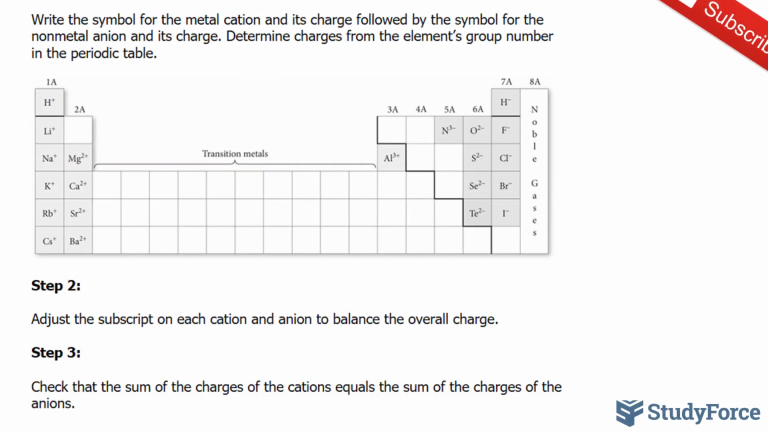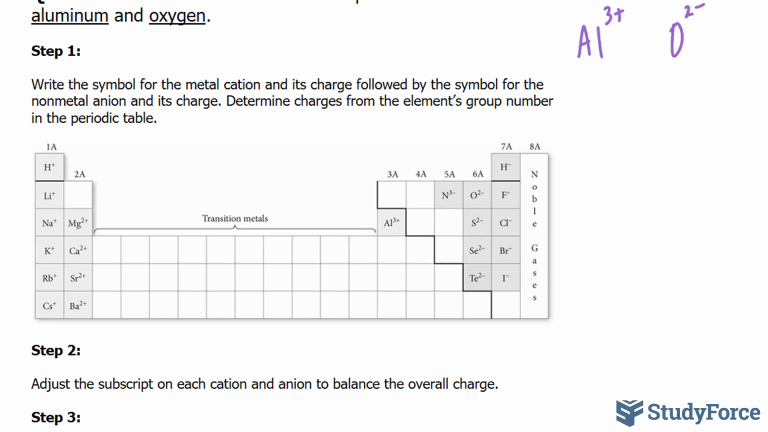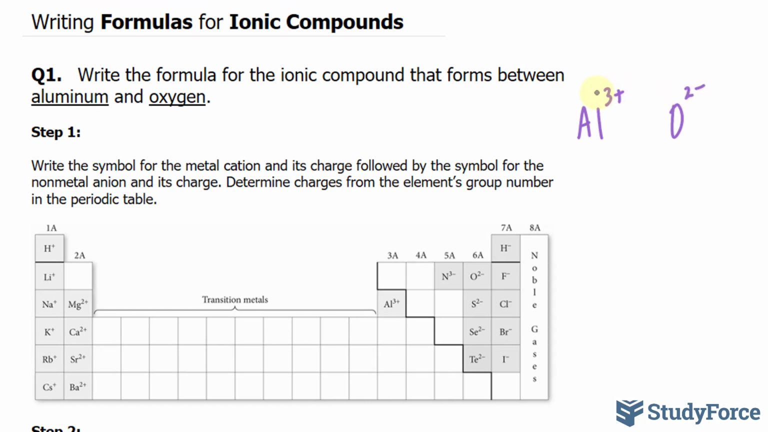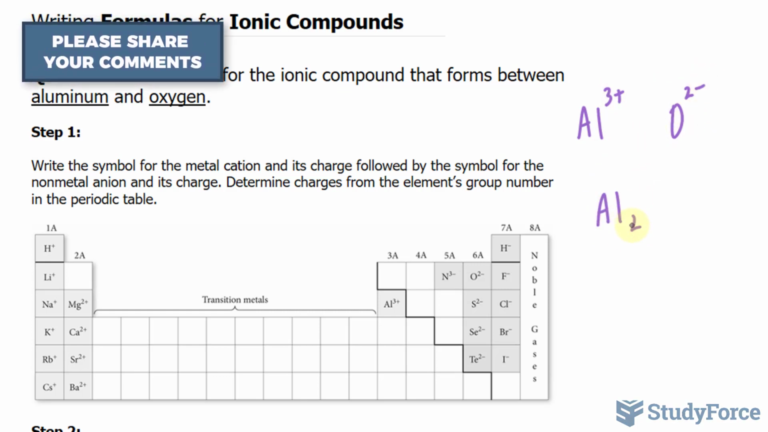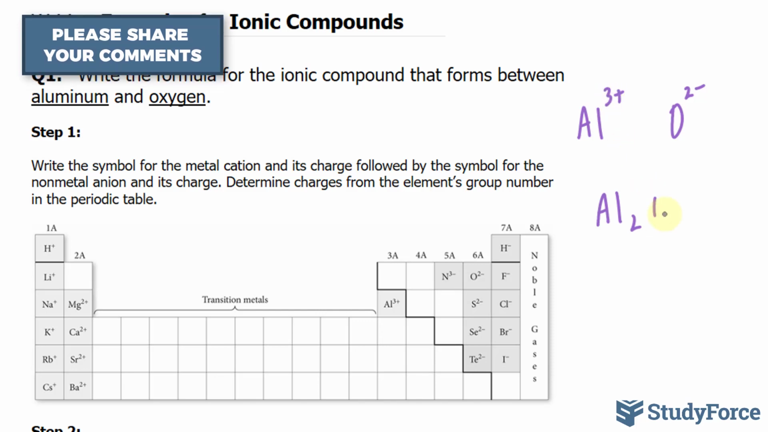In step number 2, they want us to adjust the subscript on each cation and anion to balance the overall charge. So what you do here is you take this charge and you crisscross, where you end up with aluminum 2, and you don't need to write down whether it's plus or minus. So write down the 2, and then this 3 will go to the O.